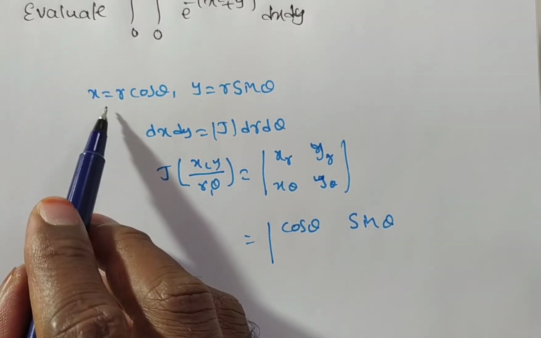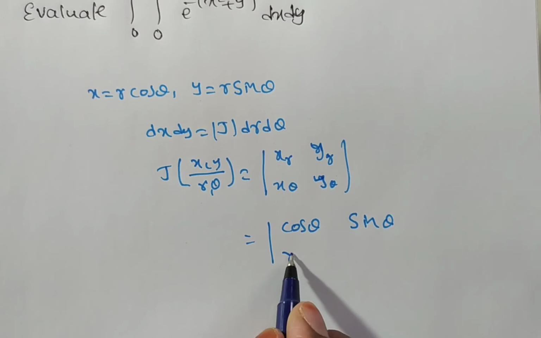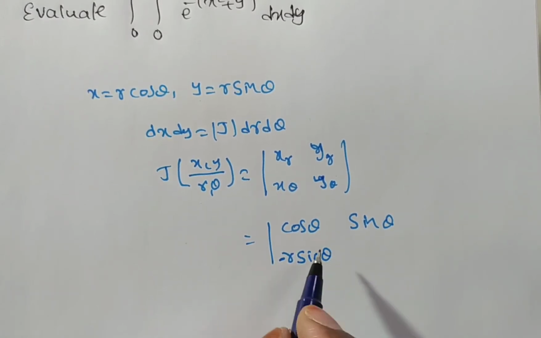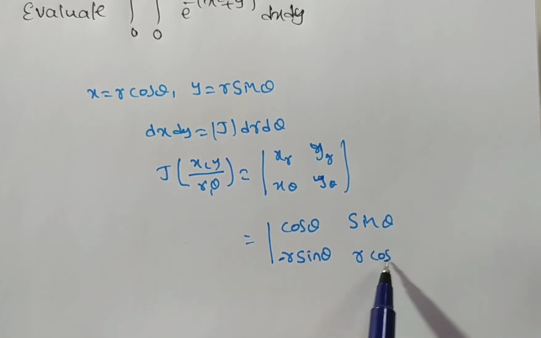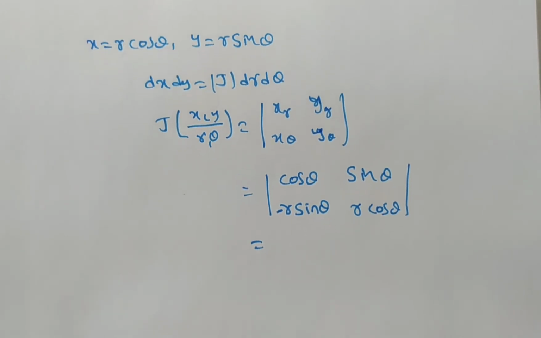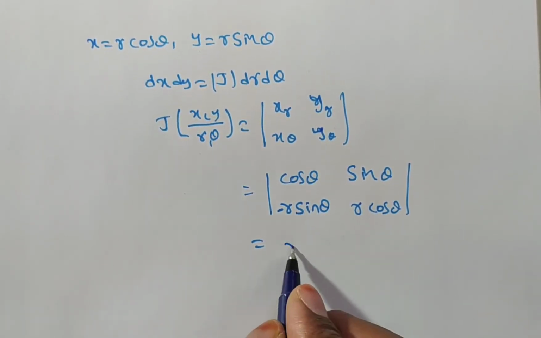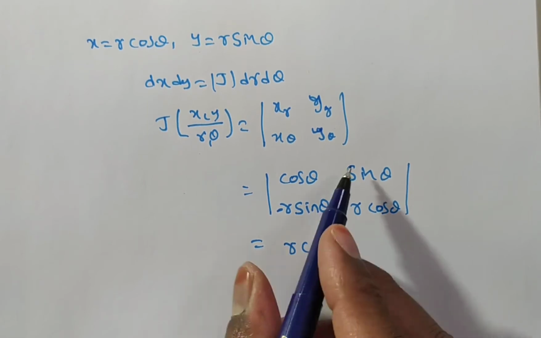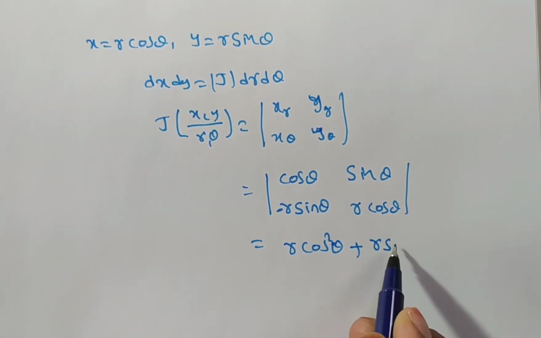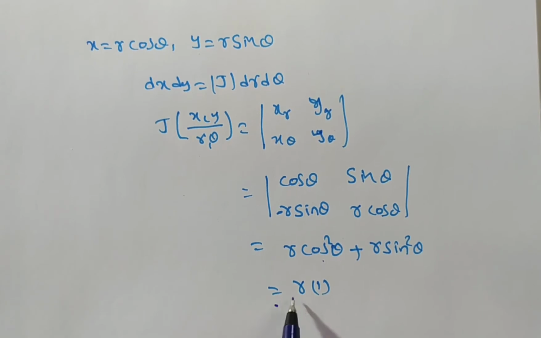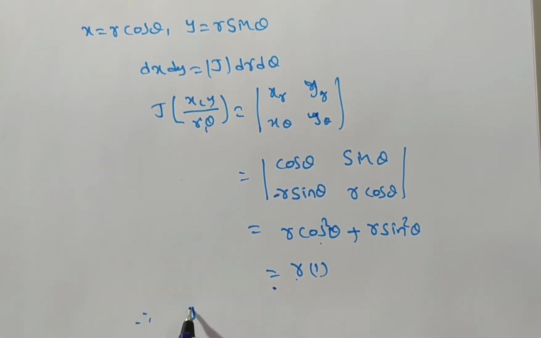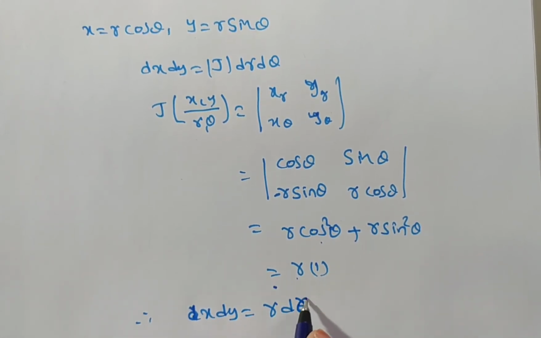Next, x with respect to theta: r into the derivative of cos theta, which is minus sin theta. Next, y with respect to theta: r is a constant, and the derivative of sin theta is cos theta. Then if we simplify this determinant, we have cos theta into r cos theta, that is r cos square theta, minus of minus, plus r sin into sin, that is r sin square theta. What can we take common? r. Then we have cos square theta plus sin square theta, that is 1. Therefore the Jacobian is r, and dx dy will be r dr d theta.